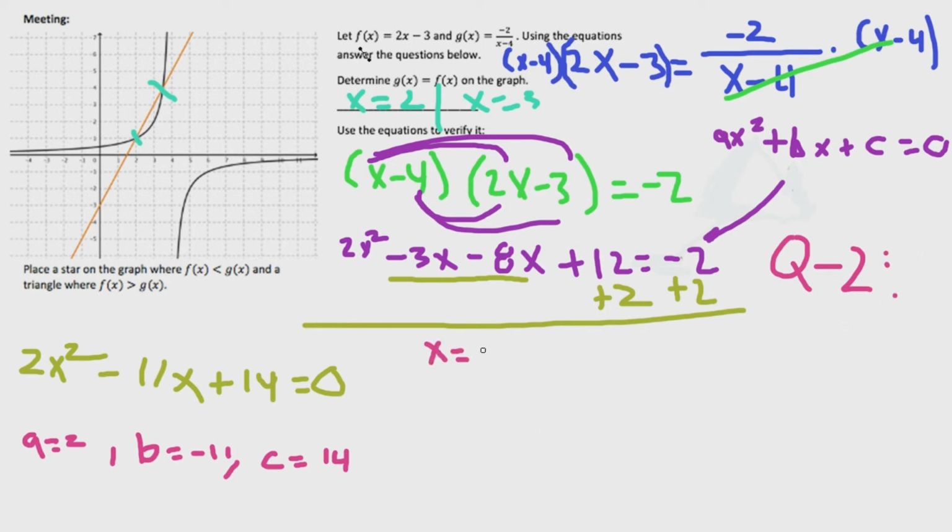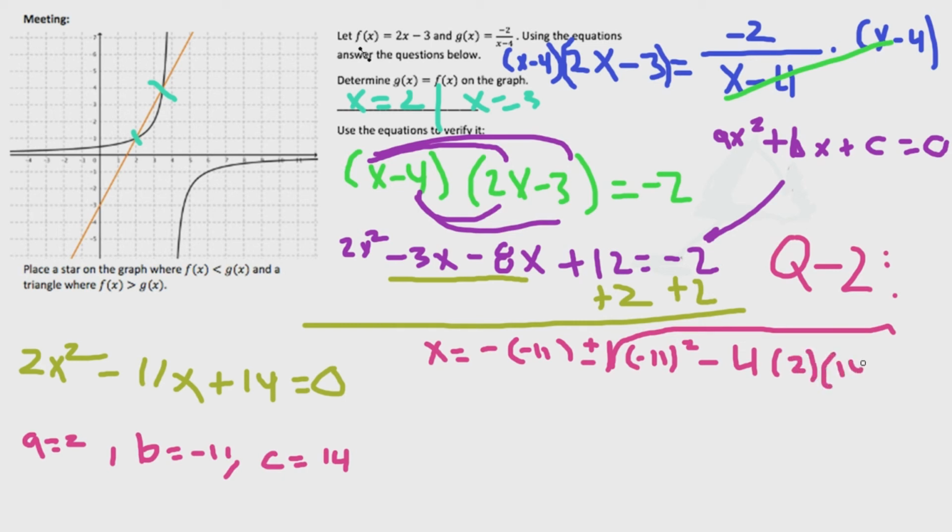We're going to get x is equal to negative b. Our b value is negative 11, plus or minus the square root of b squared. So negative 11 squared minus 4ac. Well, our a value is 2, so 4 times 2, and then the c value, which is 14. And this is all divided by 2a, so 2 times 2. Bam. Now we can use the formula to get this finished off.